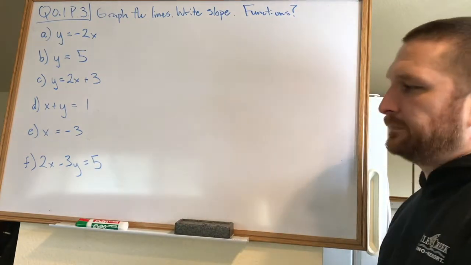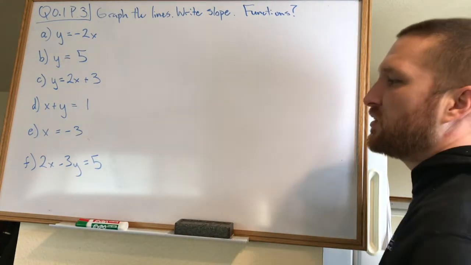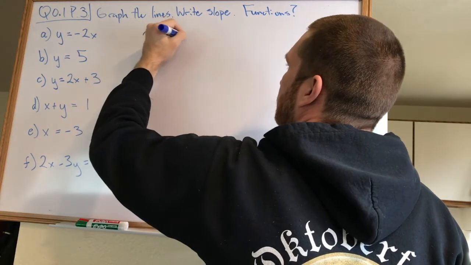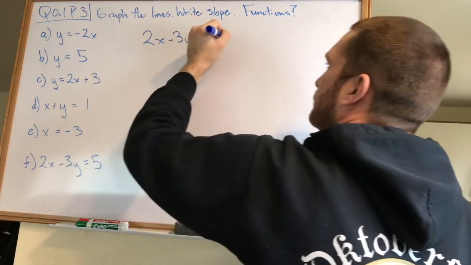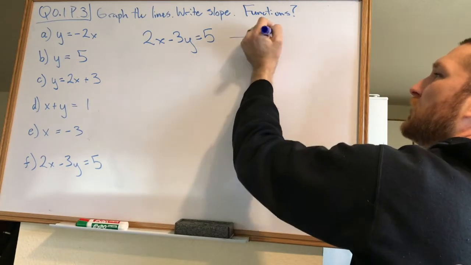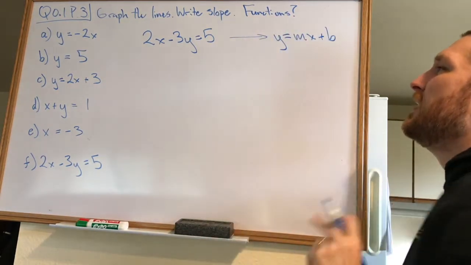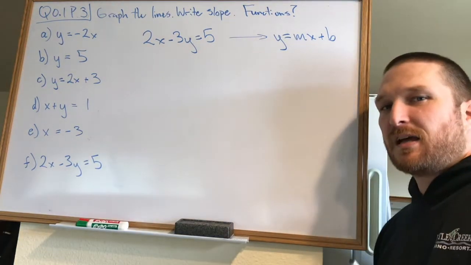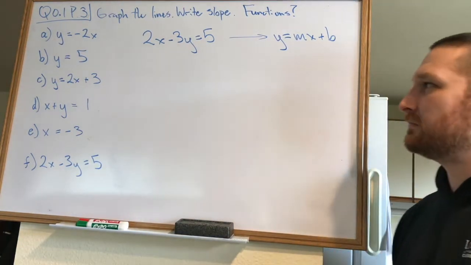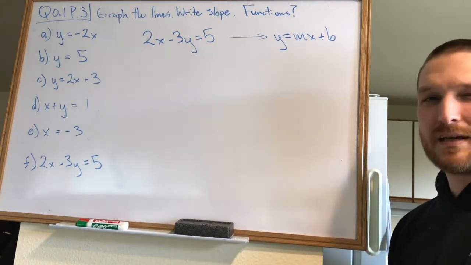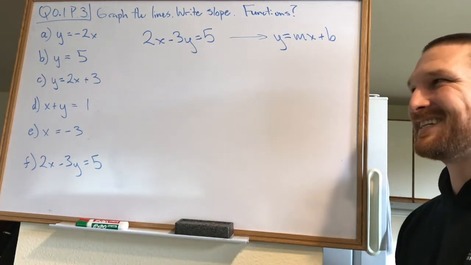Part F, 2x minus 3y equals 5. Now I know what I want, right? I want to turn this thing into y equals mx plus b. It's a fancy way of saying get y by himself, right? So I need to get y by himself. There's a few ways I could do this. In fact, I'm just going to go ahead and do both of them.